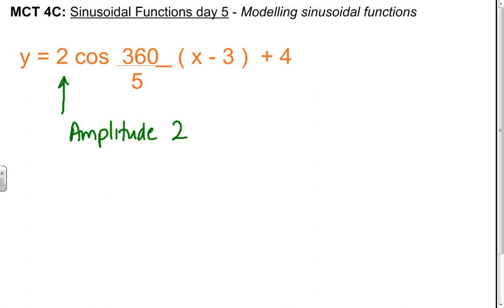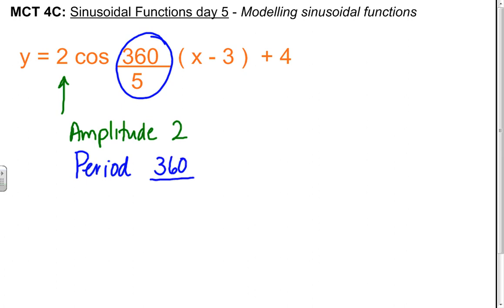This number here will help us find the period. It is a horizontal expansion or compression, so that will help us find the period. Actually, I'm going to change colors. So the period we always get from that horizontal stretch or compression, and we would do 360 divided by that number. So we're doing 360 divided by 360 over 5. Okay, none of you like dividing fractions, but 360 divided by 5 is the same as multiplied by the reciprocal. You will get 5. So the period is 5.